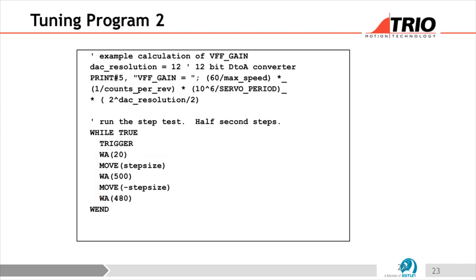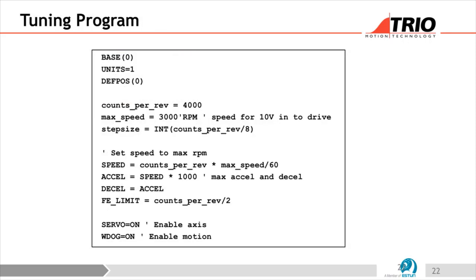Now all the stuff above it isn't used in the program really, it's just an example of how you can calculate VFF gain. It's simply there as an example. It just prints out on channel 5, on terminal 5, what the VFF gain would be if the values here are true. So if you've got those values, 4,000 and 3,000, then they're used within the calculation.